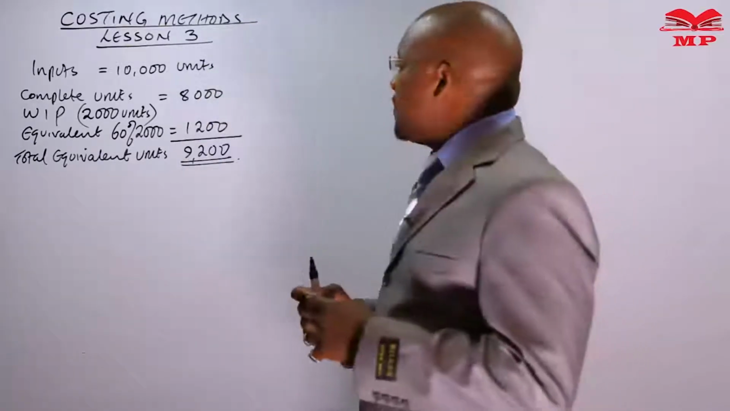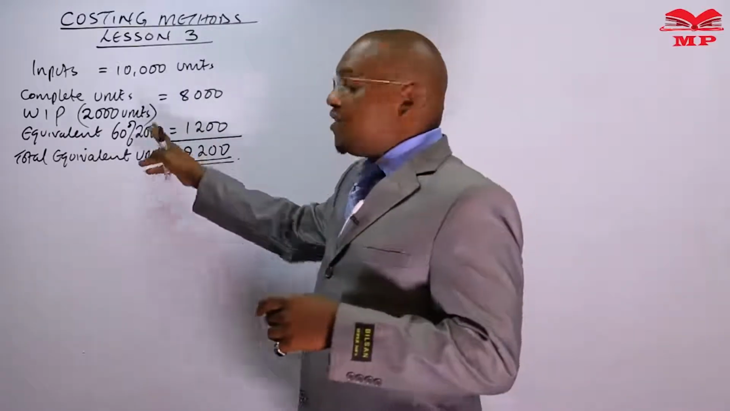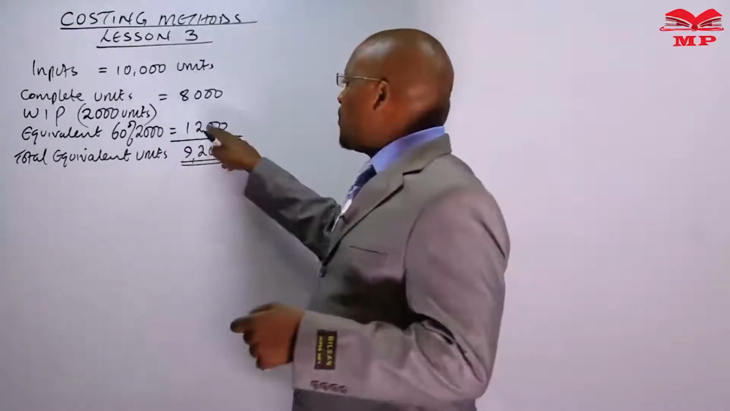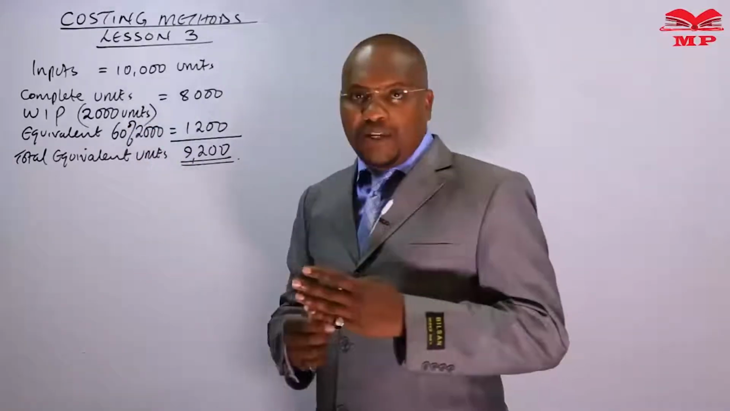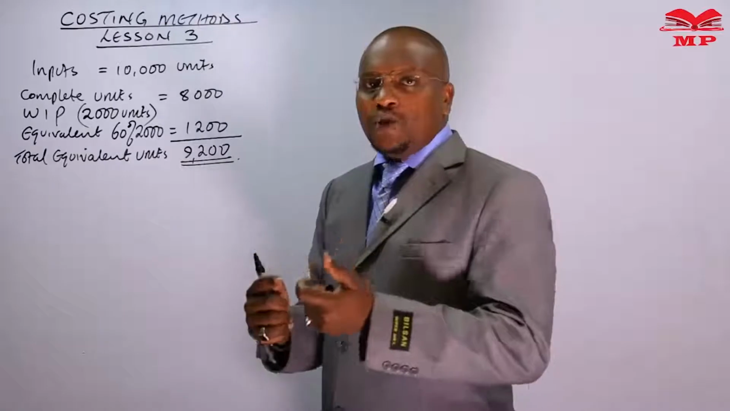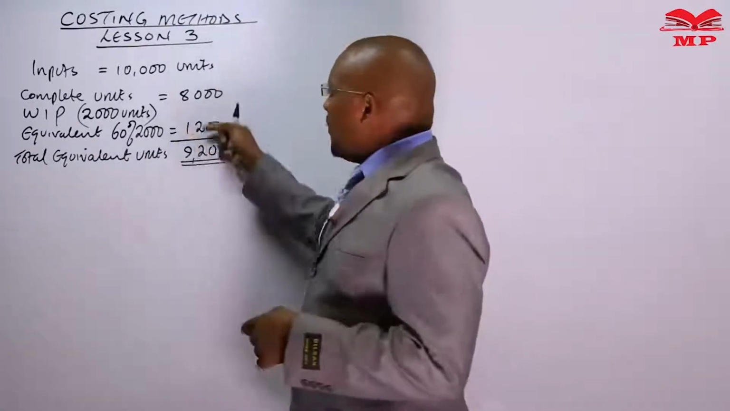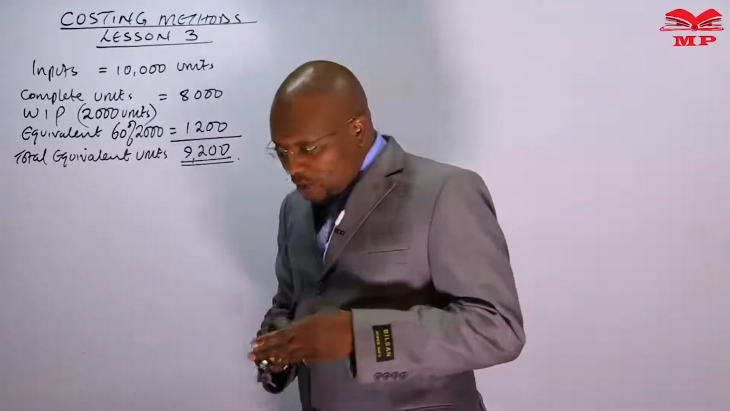But the problem is that these 2,000 units, which would have balanced with the 8,000 to give us 10,000, are not yet complete. If we take 1,200, that will presumably be the units that have been completed. So 60% has been done, and 40% has not been done. So we had better work with the 1,200 in place of 2,000. Now we can add these two, and we talk of 9,200.